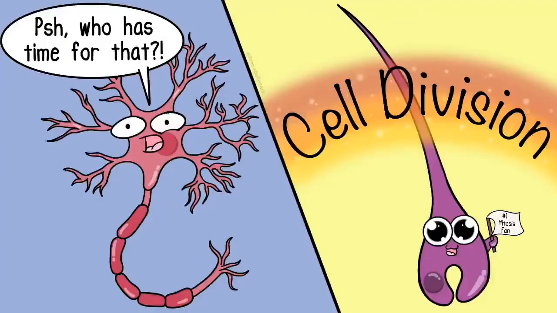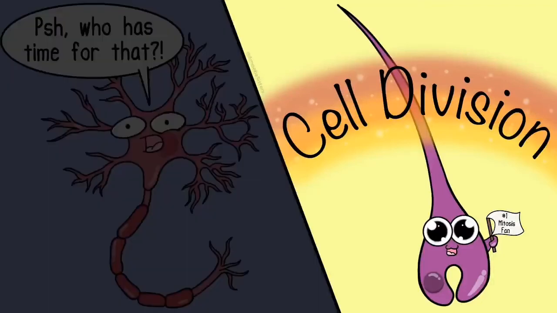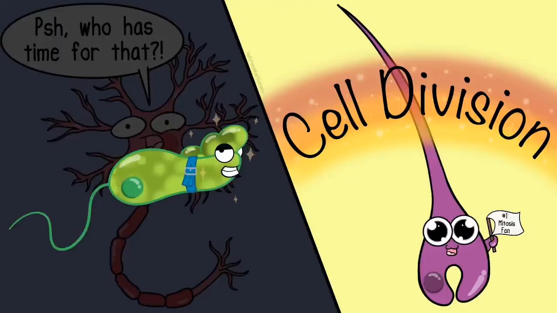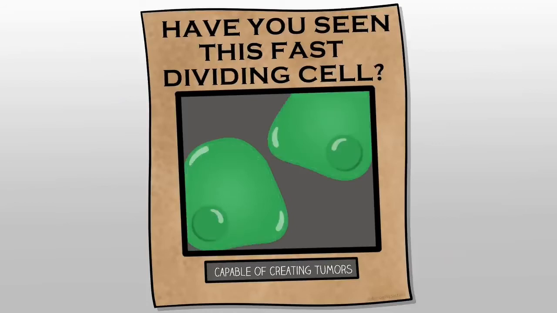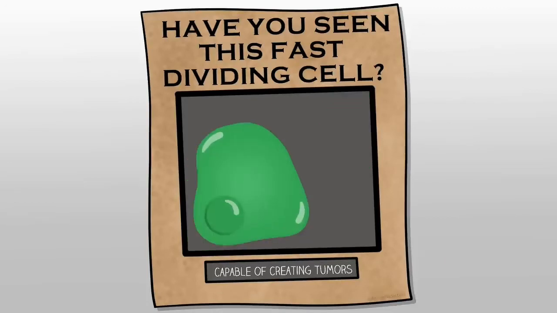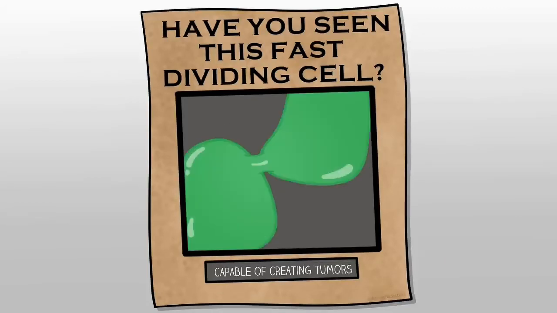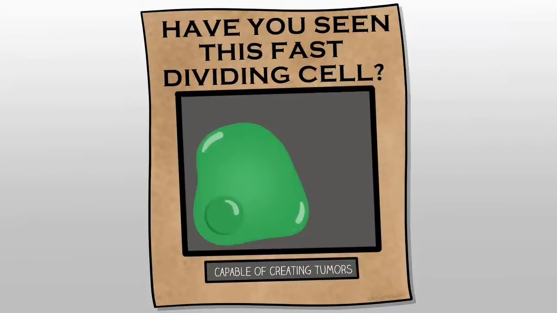Now, depending on what kind of cell, it might do mitosis more or less often. For example, your hair follicle cells do mitosis frequently, which is why your hair can grow at the rate that it does. It's also why many cancer drugs may also target hair follicle cells, because many cancer drugs go after cells that do cell division frequently.